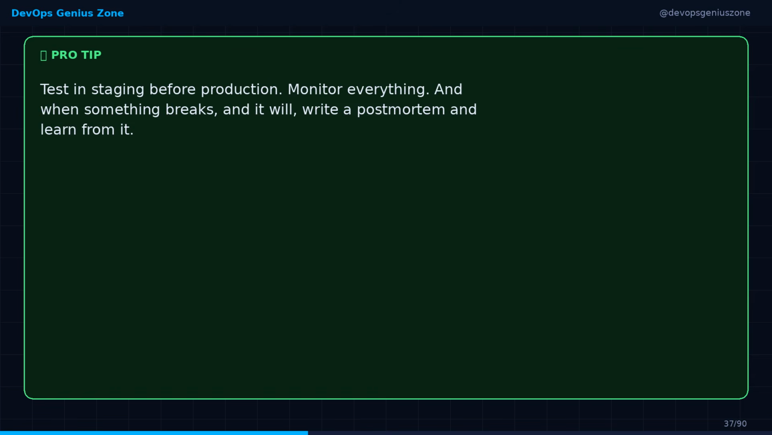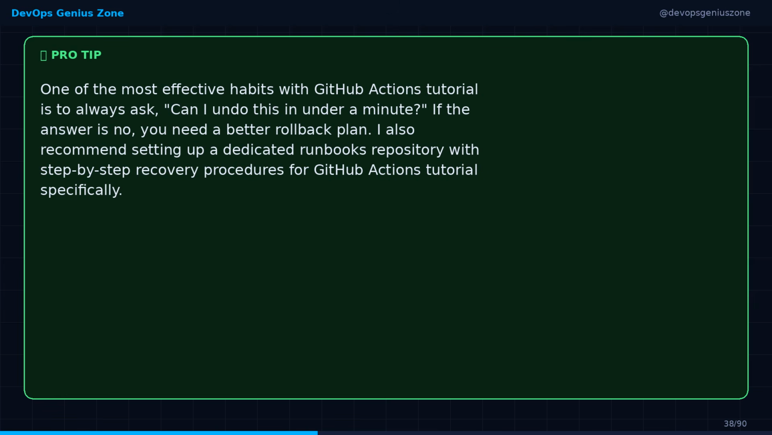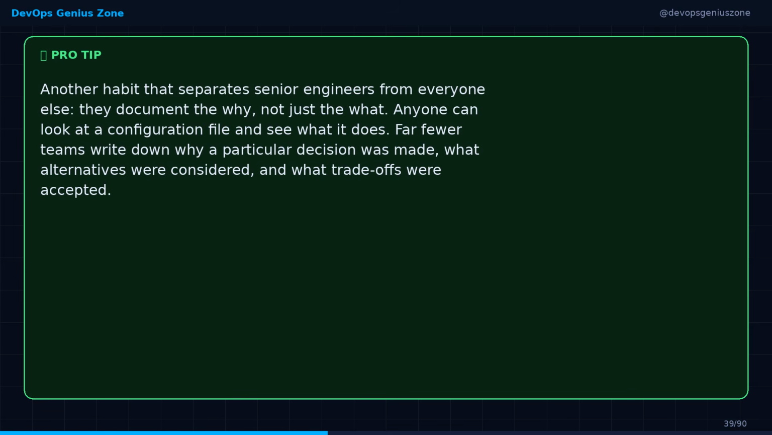Another habit that separates senior engineers from everyone else, they document the why, not just the what. Anyone can look at a configuration file and see what it does. Far fewer teams write down why a particular decision was made, what alternatives were considered, and what trade-offs were accepted. 6 months later, when someone wants to change that configuration, that context is the difference between a confident change and a nervous one. With GitHub Actions tutorial, I strongly recommend a short comment or linked doc next to any non-obvious decision explaining the reasoning behind it.